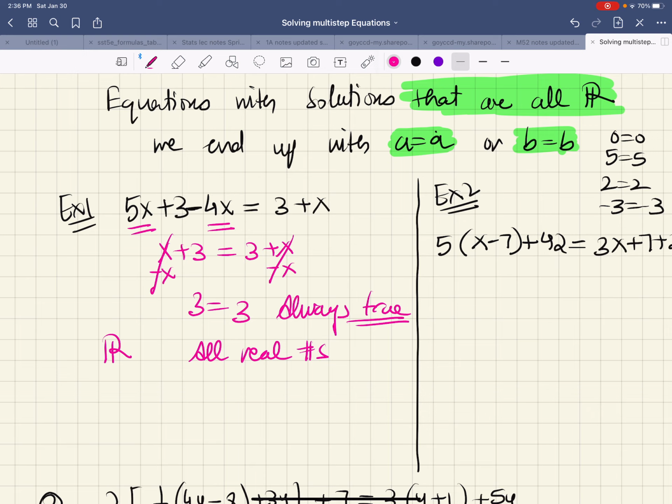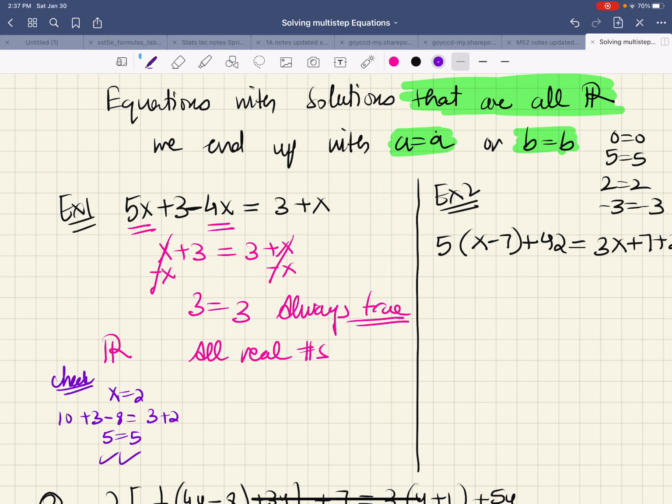No matter what number you plug in for x, both left side and right side are going to be equal to each other. If you have a doubt, you can always check your work. To check, you can try to plug in any number for x on both sides. So let me just try to plug in x as 2. So that'll leave me with 10 plus 3 minus 8 equals 3 plus 2, which is 13 take away 8 is 5, equal to 5.